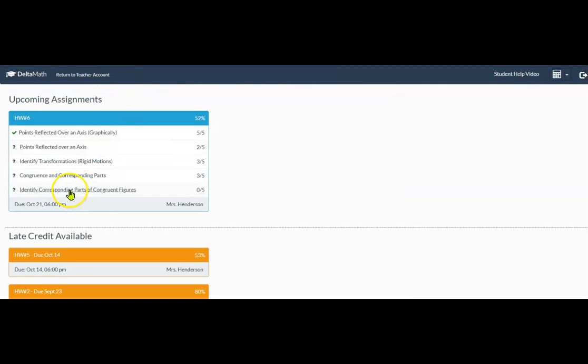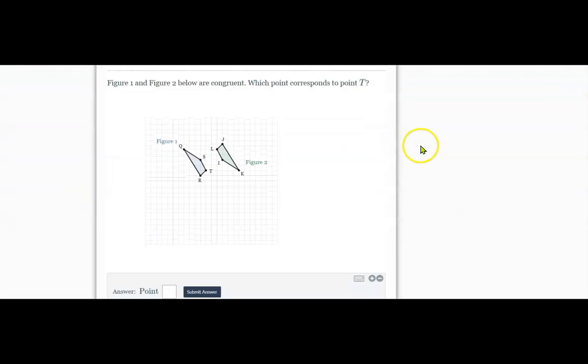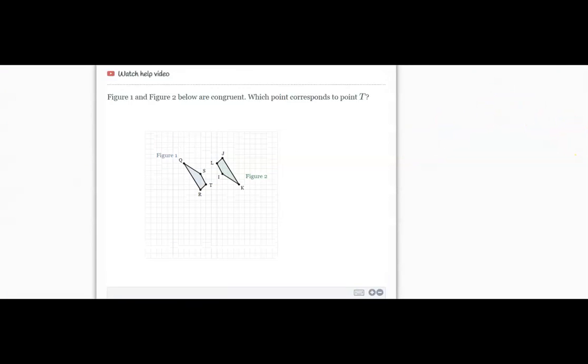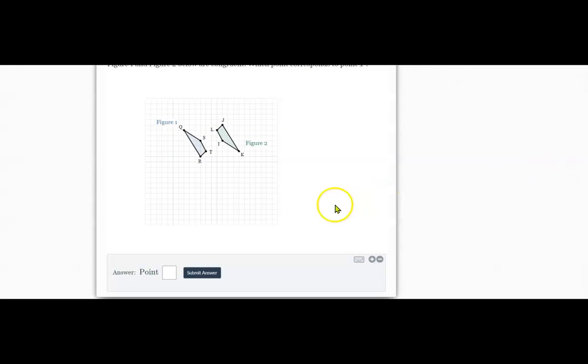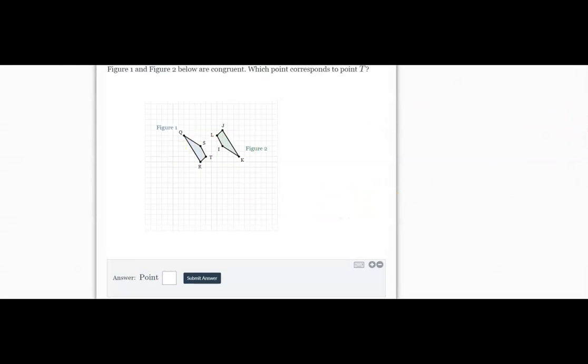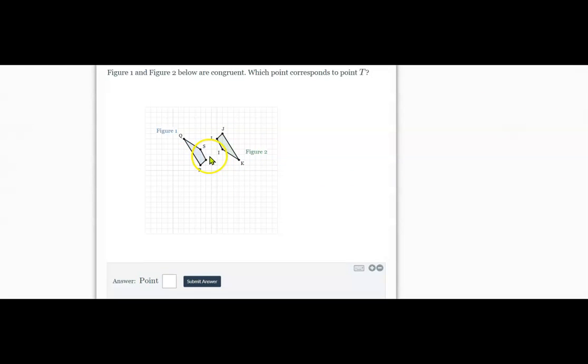All right, last one. Identifying corresponding parts of congruent figures. So, oops, where's the question? Figure 1 and figure 2 below are congruent. Which point corresponds to T?